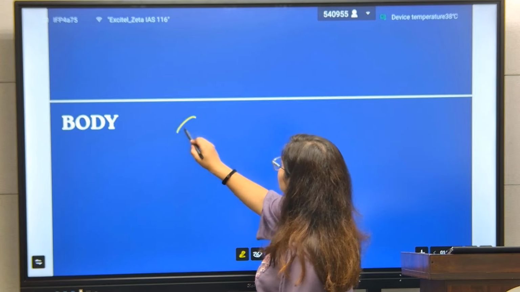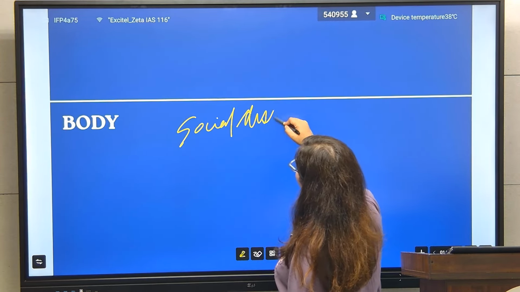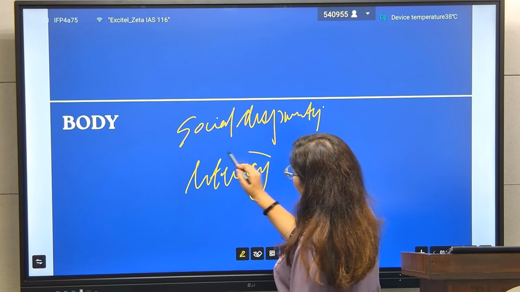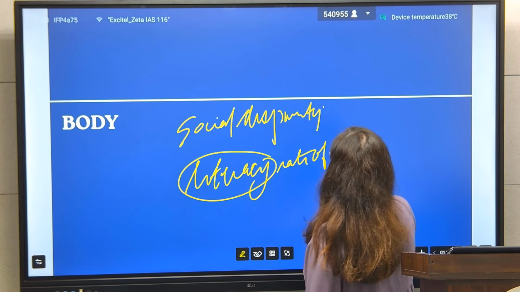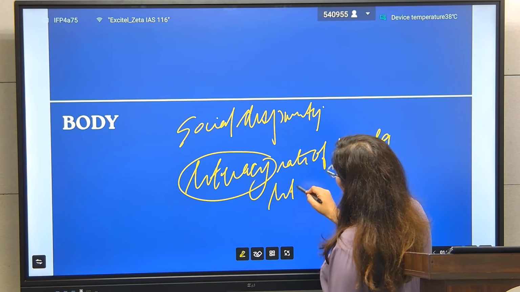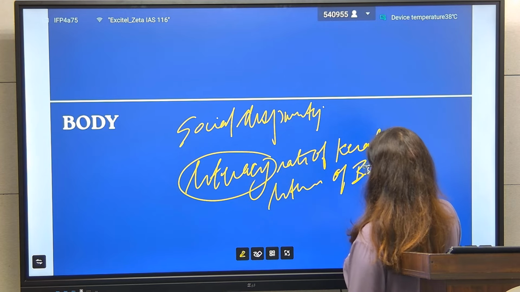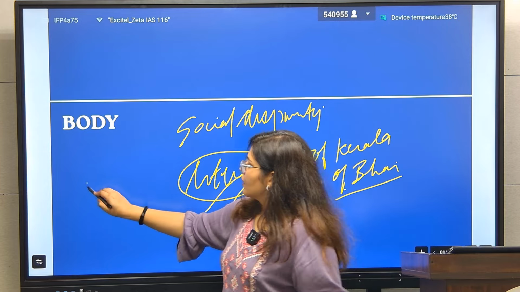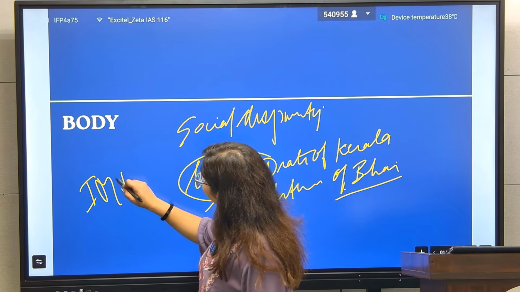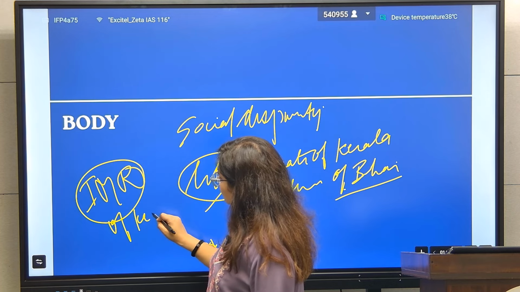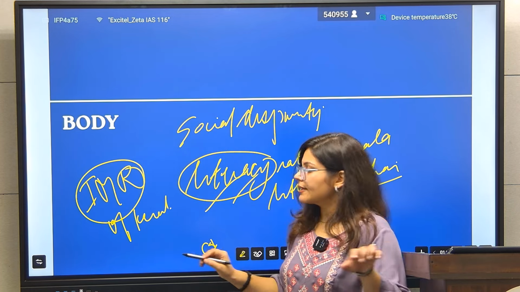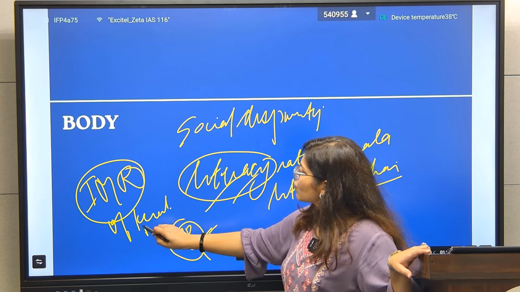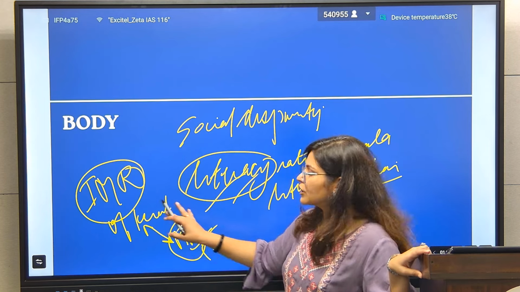Social disparity. So if you know the literacy rate of Kerala and compare the literacy rate of Bihar, there is a disparity existing in literacy rate. Infant mortality rate of Kerala compared with infant mortality rate of MP, which is much higher. So there is also a social disparity existing between the two states.